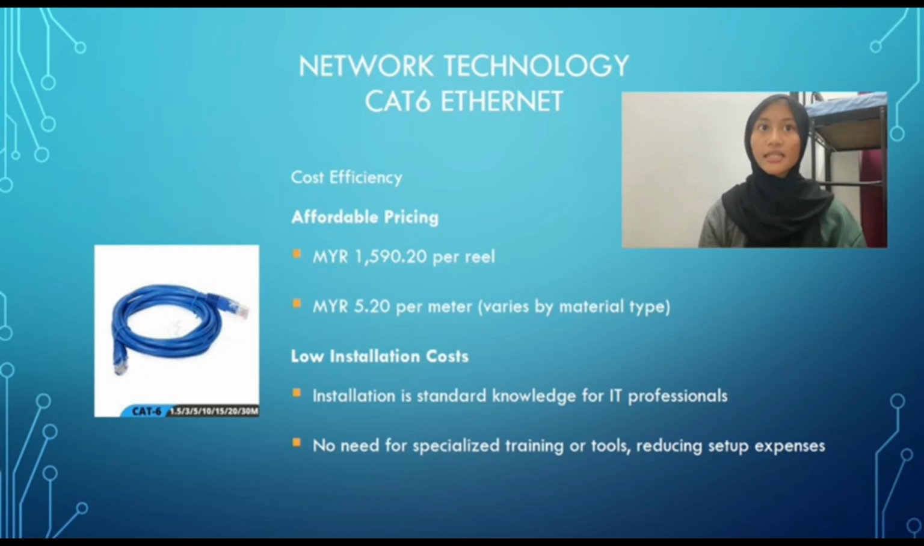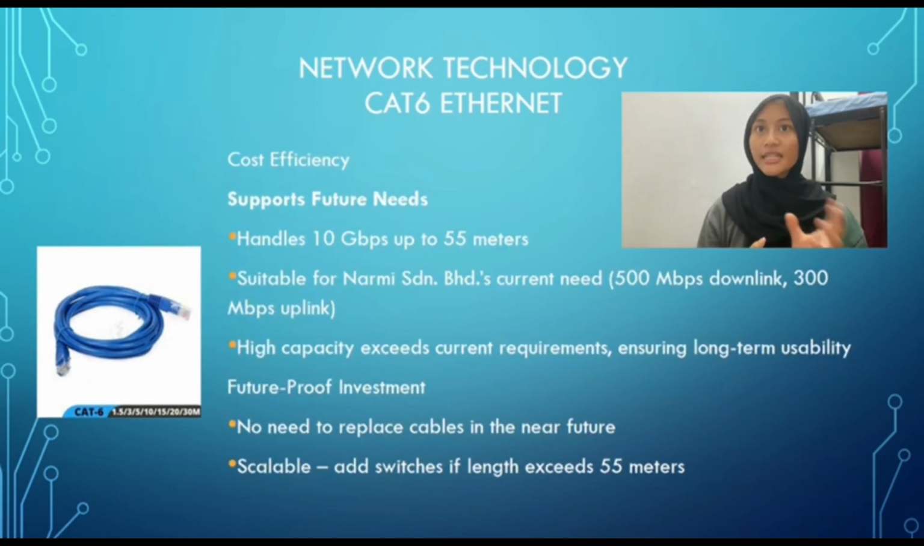For the second slide, we're going to explain about future-proof and performance-oriented. Cat6 Ethernet cables are designed to support high-speed data transfer, handling up to 10 gigabits per second bandwidth for distances up to 55 meters. This performance makes them well suited for modern business environments, including Narmi Sendirian Berhad, which currently operates at 500 megabits per second downlink and 300 megabits per second uplink speed.